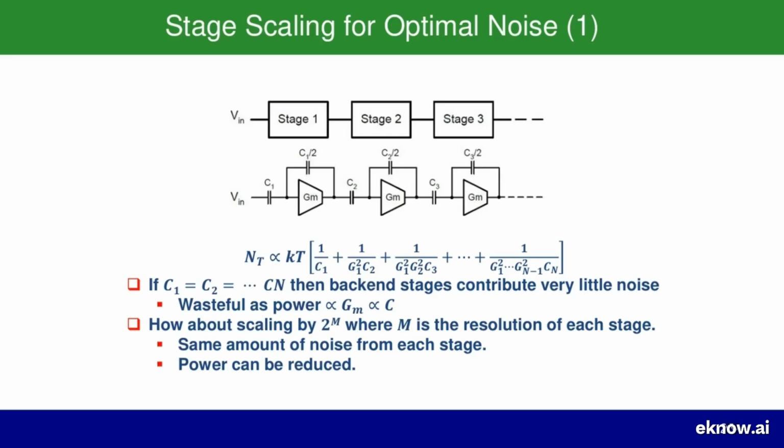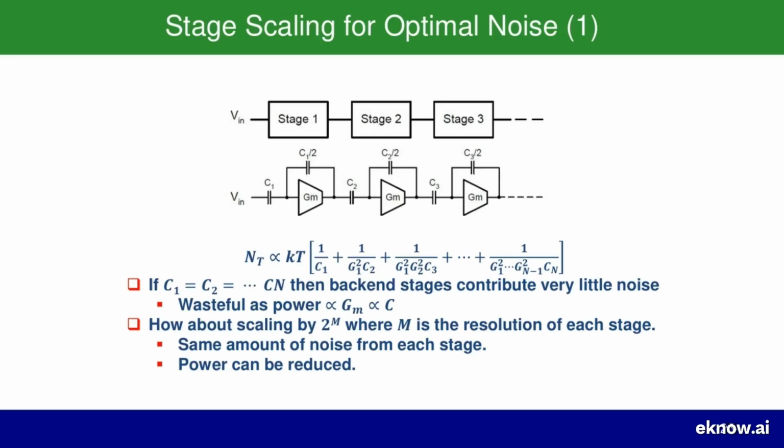What happens then? Well, look at the terms in the equation. The noise from the first stage is proportional to 1/C1. The noise from the second stage, when referred back to the input, is proportional to 1 over G1 squared times C2. Since the stage gain G1 is greater than 1, G1 squared is even larger. This means the noise contribution from the second stage is significantly suppressed. And for the third stage, it's divided by G1 squared and G2 squared. So, the further down the pipeline we go, the less noise the back-end stages contribute to the overall input referred noise. The first stage is clearly the dominant noise source.